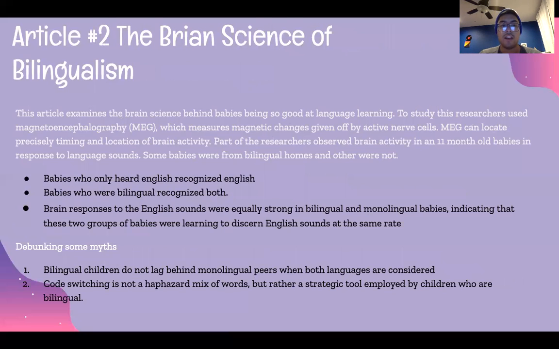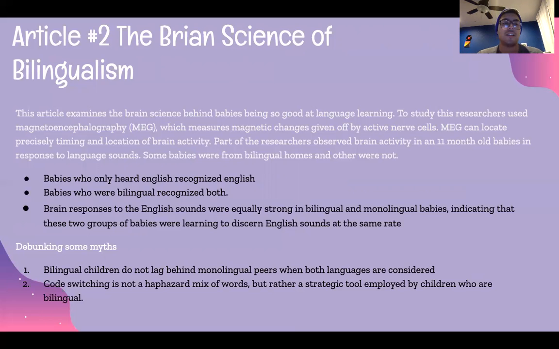And so our second one was the brain science of bilingualism. Although this one perhaps doesn't fully tie to sign language, it does tie into how our hearing, and especially for babies, is being used. I found this very interesting, especially as the evolution of language is progressing and the connectionism approach to it, as we learn things from experience and the things that we experience. So like I said, this article examines the brain science behind why babies are so good at learning language.